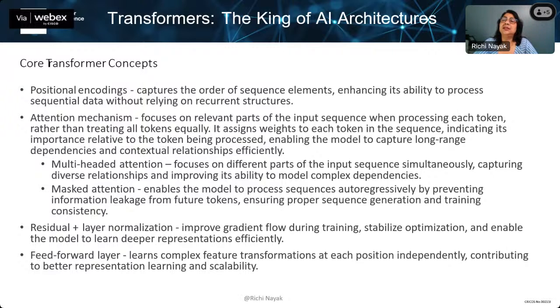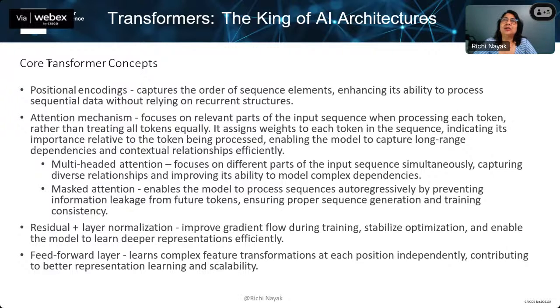But what was allowed in the transformer architecture was multi-headed attention. So you can actually focus on different parts of the input sequence simultaneously. It's not just "green apple", it's also "apple" that we want to focus on, and learn the diverse relationships. Masked attention was another thing, so that we could process sequences autoregressively, preventing information leakage. Then there is the standard way to forward the process and allow the backward pass, that is residual plus layer normalization.